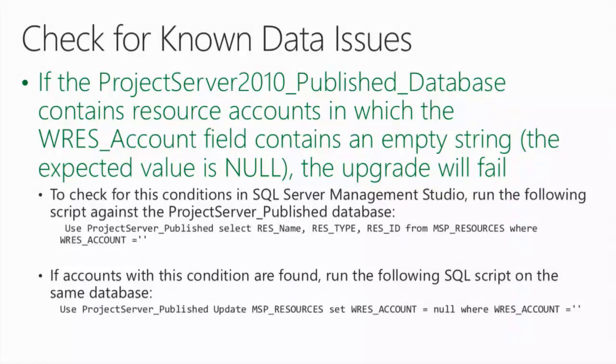So you have to check to see if it has an empty string, and if it does, then you can do some corrective actions in order to get a null in there instead of an empty. So there's two scripts, and these are not PowerShells. These are SQL Server scripts that you would run in SQL Server Management Studio to A, check for that condition, and B, if it does find that condition, you can go ahead and remedy that condition by running the second script.